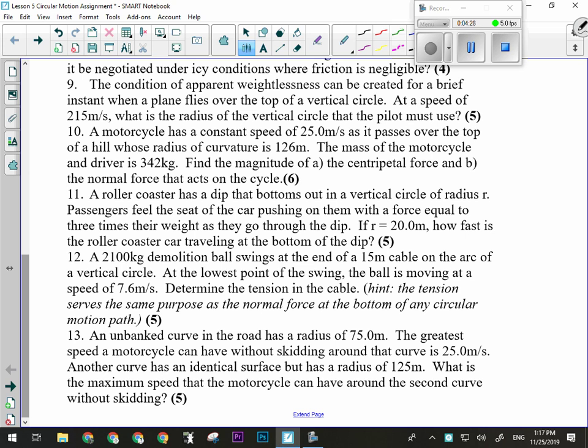And number 13, we have an unbanked curve. In fact, two unbanked curves that are being compared. The key part of that is that the curves are both made of the same surface. So the interaction between the tires and the surface is identical for both curves. Okay? All right. You've got the rest of the class to work on that.